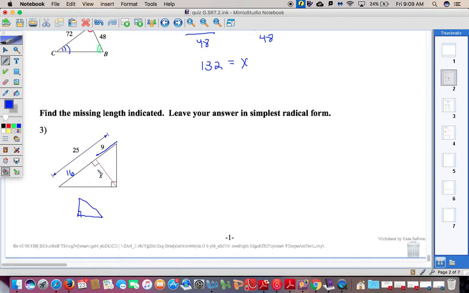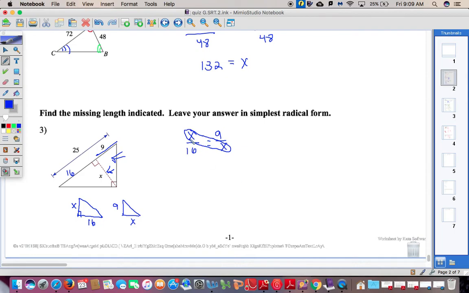One triangle would have x here and 16 there, and then this smaller triangle here would have 9 here and x there. Now we can set up our proportions. We would have x divided by 16 is equal to 9 divided by x. And you should see that because this is the altitude, this is how we can check to make sure things are in the correct order.